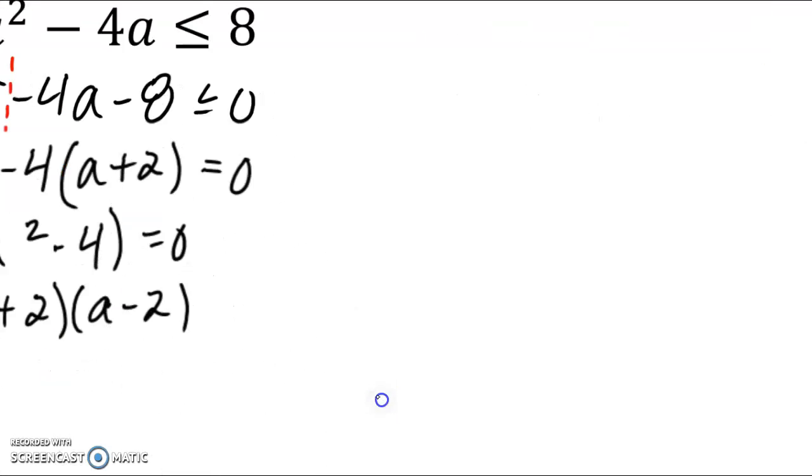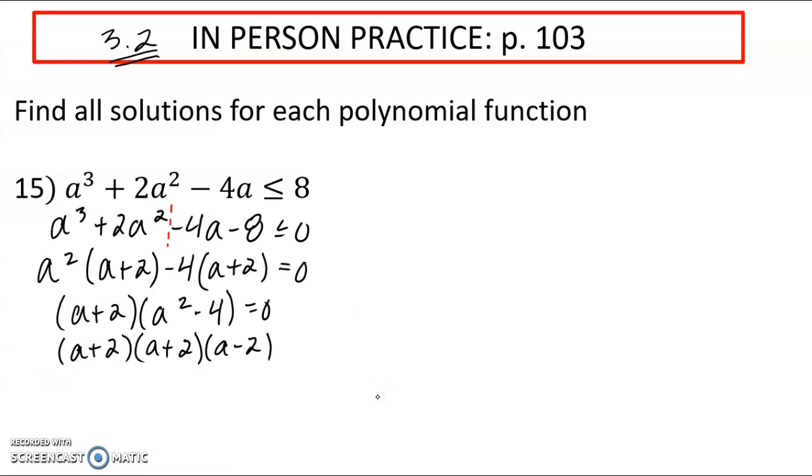And now I can see that this a plus 2 is being squared. Okay, that'll help us when we go to plug in for our number line. It tells us if we were graphing that it was a bounce point. So now for my zeros, I have negative 2 and positive 2. All right, so those are the 2 values that we'll put on the number line.